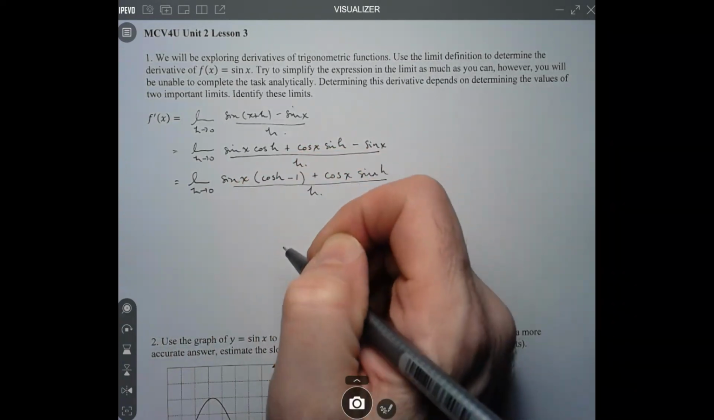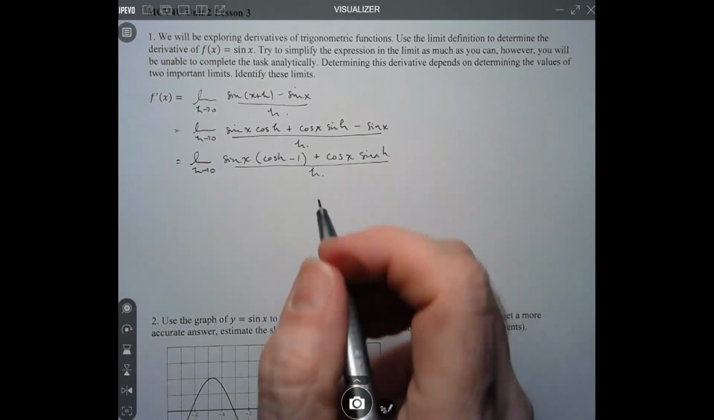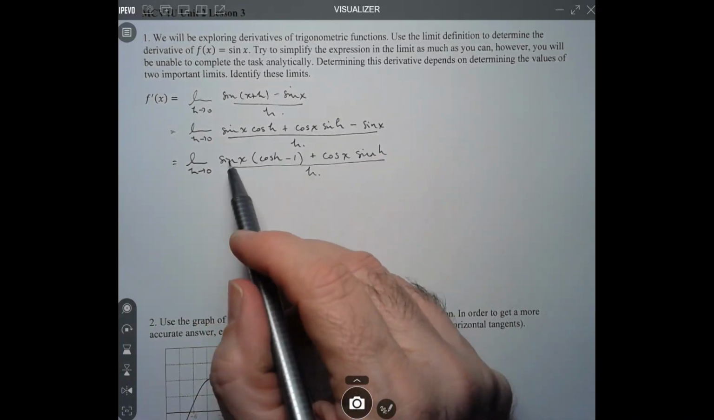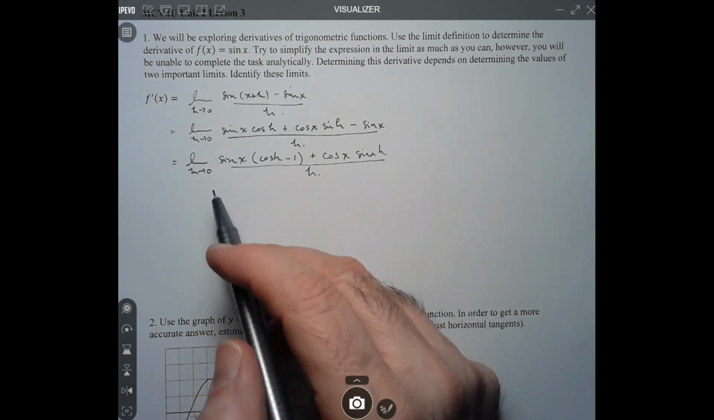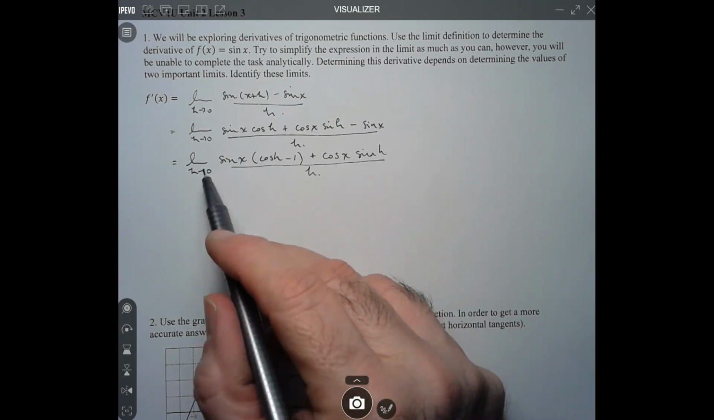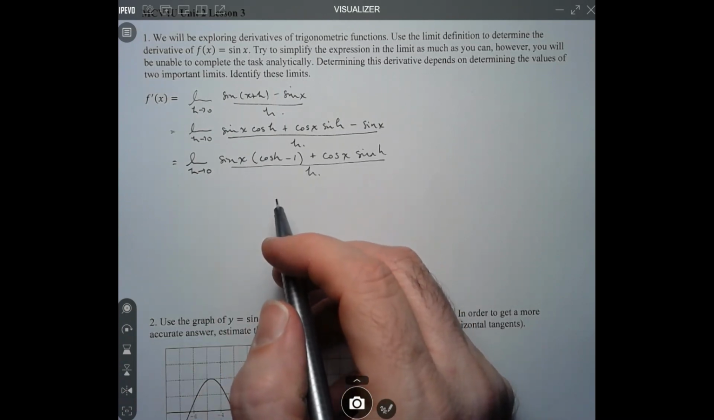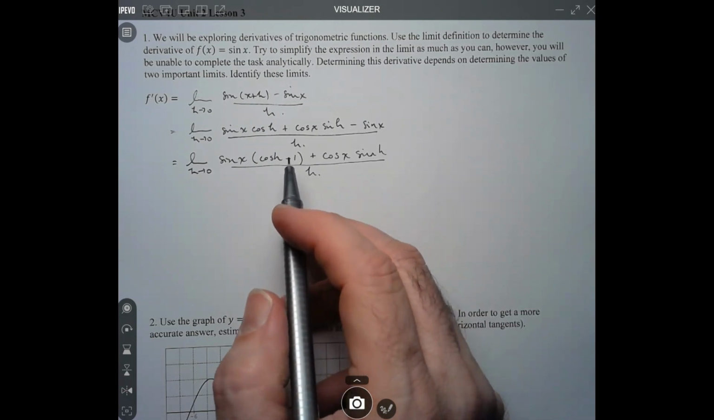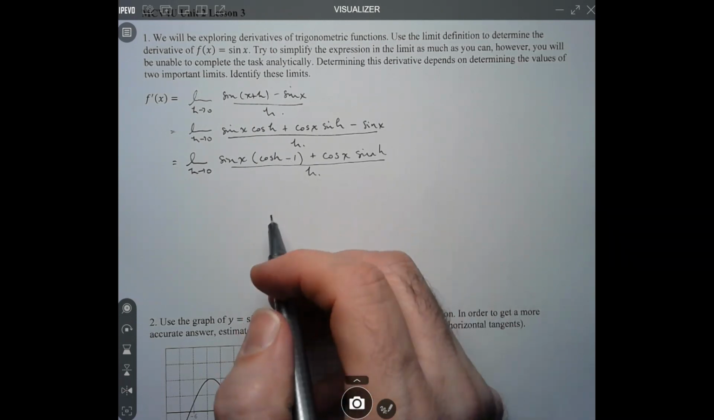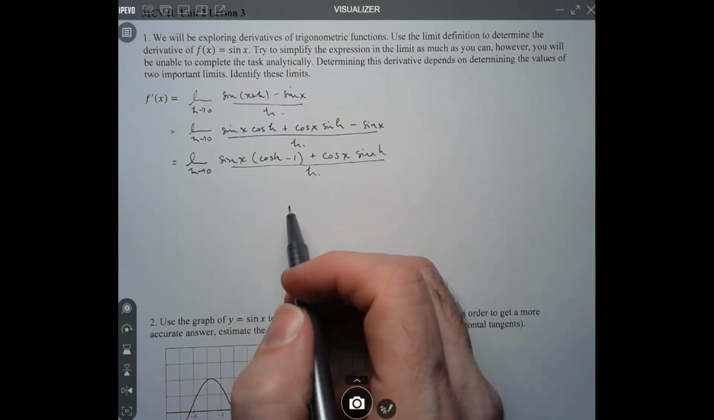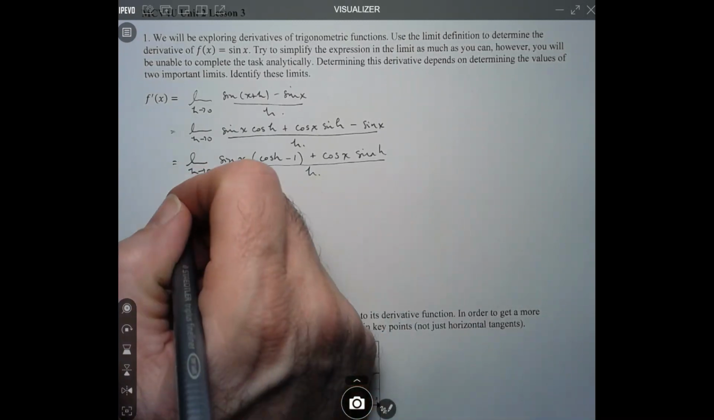Now one thing I notice is that sine x and cos x are not dependent on h approaching 0. So right away I see that these two expressions within the limit behave like constants. What I could do is try to collect all the expressions that only have h in them. Because there are no other common factors, I would have to do that by splitting up this limit.